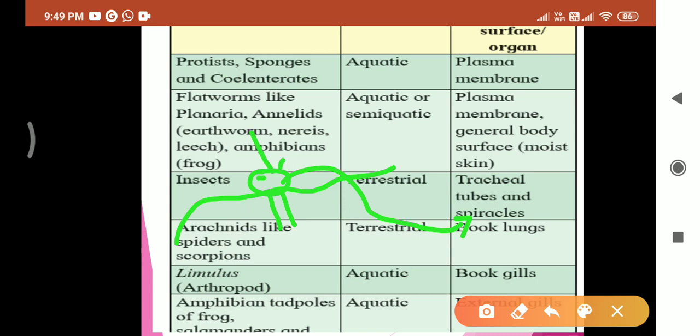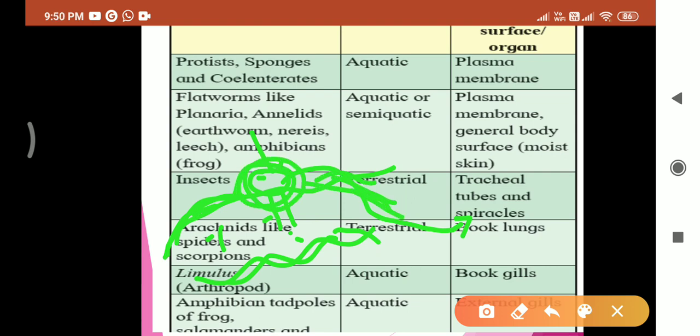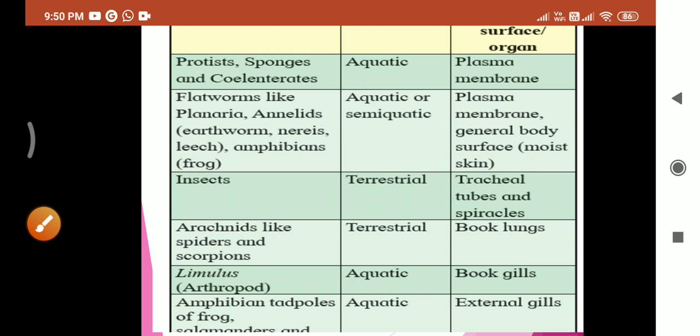This is the body wall of the cockroach, and here is the trachea, and here the body fluid of the cockroach is present. The body wall has a hole called the spiracle, and the spiracle opens into the trachea. With the help of the trachea, oxygen diffuses into the body fluid. So this is also very important.